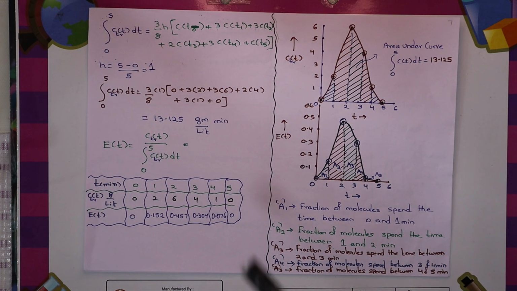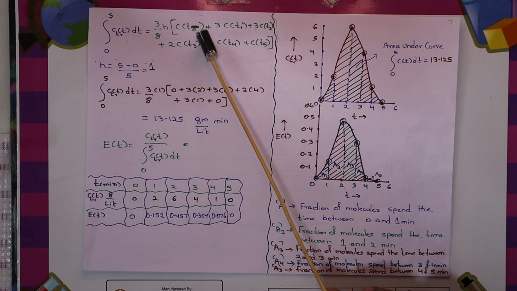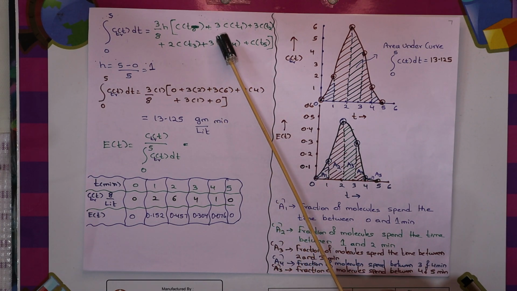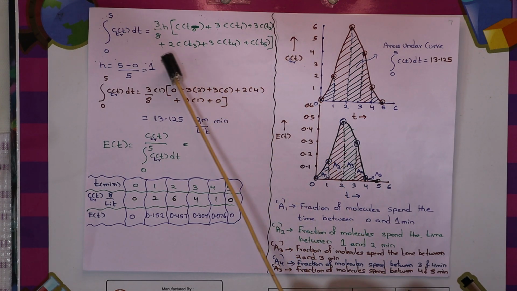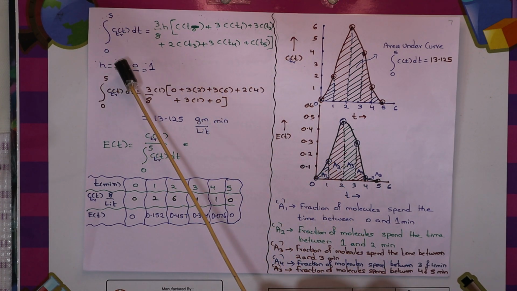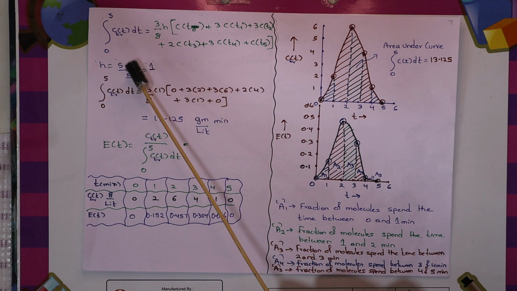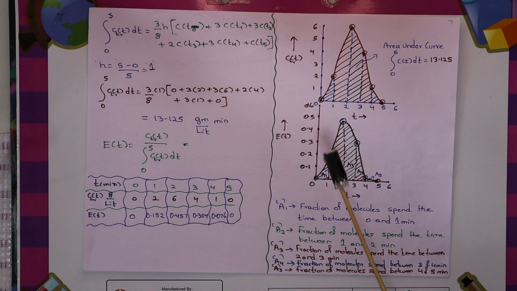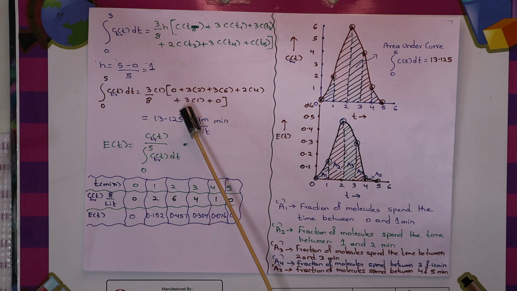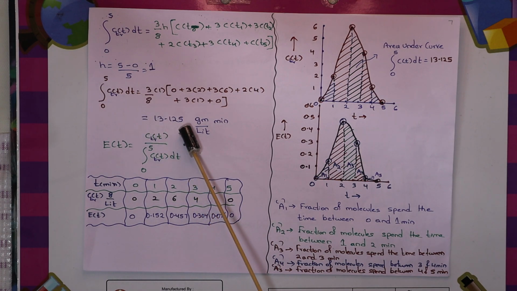Integral 0 to 5 of concentration of tracer dt is equal to 3 by 8 into h, into concentration at time t equal to 0, plus 3 times concentration at time equal to 1, plus 3 times concentration at time equal to 2, and so on. So you apply the formula, and what is h? It is 5 minus 0 by 5, that is the step length. I know all the data, so I simply substitute the concentration data and step length data. Finally, I get integral 0 to 5 of C tracer dt as 13.125 gram per liter, into minute.